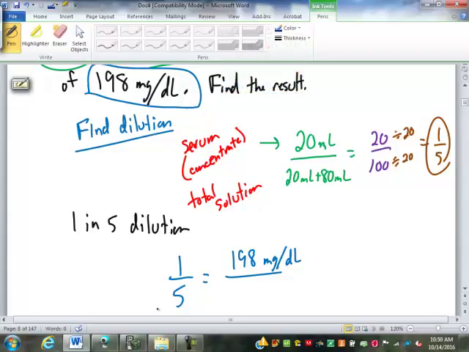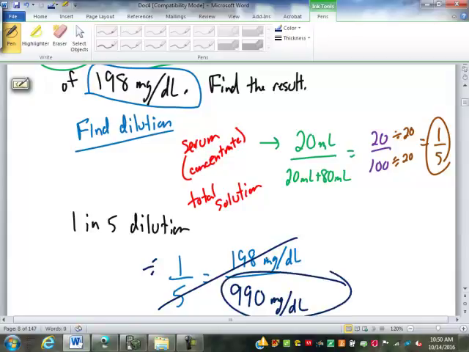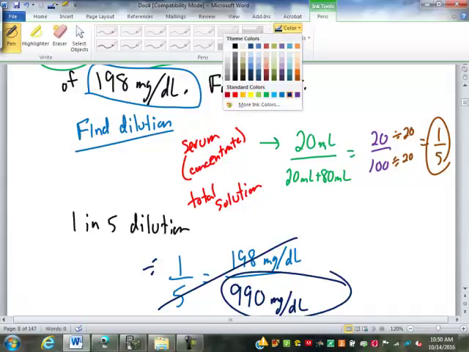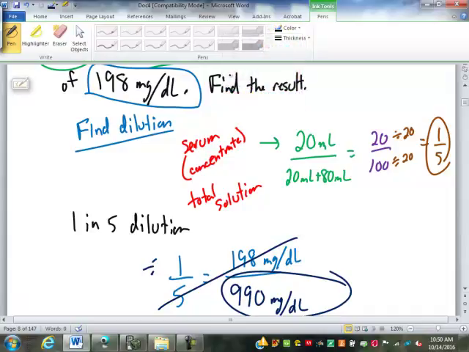So we cross multiply and divide. 5 times 198 divided by 1 is 990 milligrams per deciliter, the true reading. What do you guys think? Not horrible?